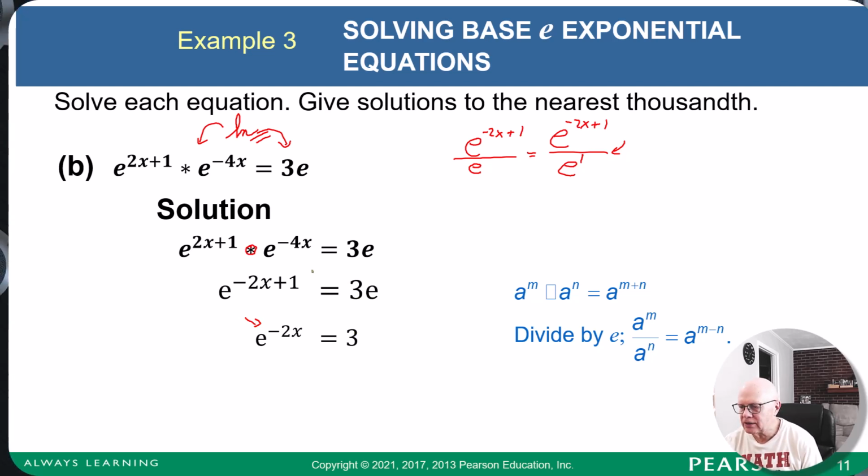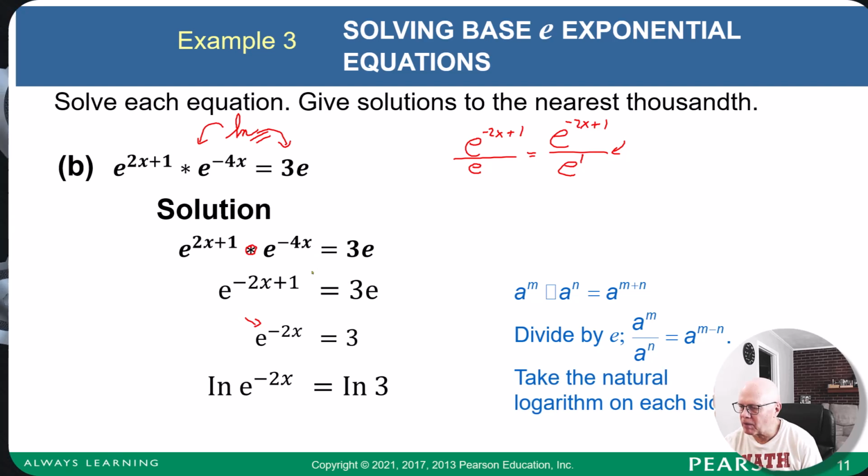Now what? Take the natural logarithm of both sides. On the left-hand side, the natural logarithm of e and e to the power are inverse operations. So we'll get a minus 2x on this side, and we just have the natural logarithm of 3 there. Or, remember, there's sometimes more than one way to do it. Bring that minus 2x out front. And also remember, the natural logarithm of e is 1.